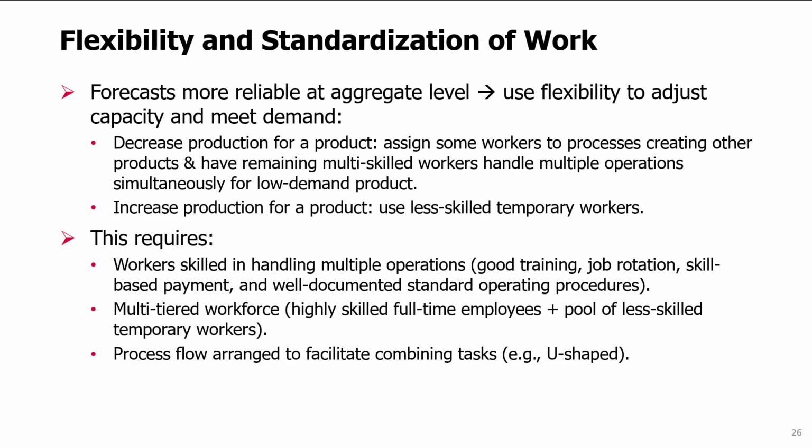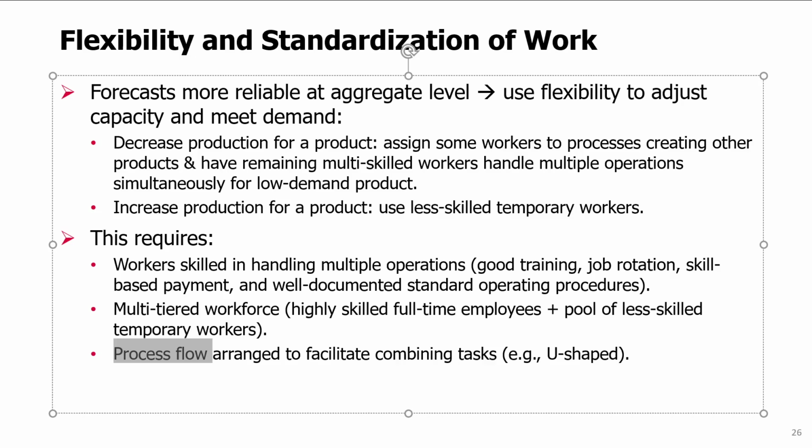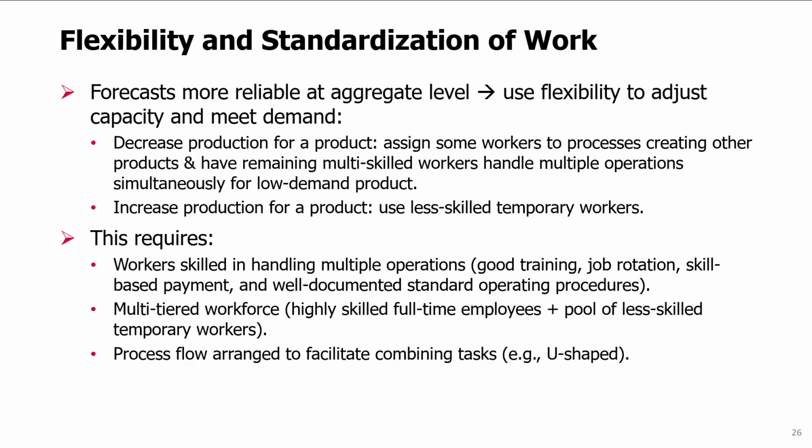And also, the final thing is that we need process flow arranged to facilitate reducing the number of workers on a certain process, or maybe increasing. An example would be a U-shaped assembly line, which allows for additional combining of tasks.